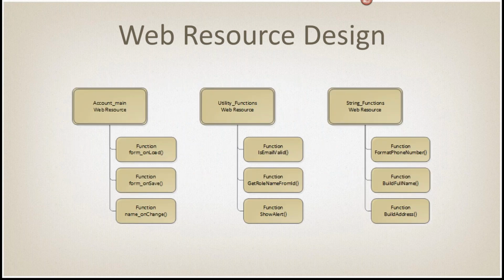So here's a layout visually of how it works. I've got my account main web resource, and inside that I have functions for on load, on save, and then on change of the name. Then I have a utility resource where I have functions like is email valid, get the role name from the ID, and show alert, and then a specific resource for strings. So I have things like phone number format, building a full name, and building an address. These are just examples of what you would find in this type of thing.